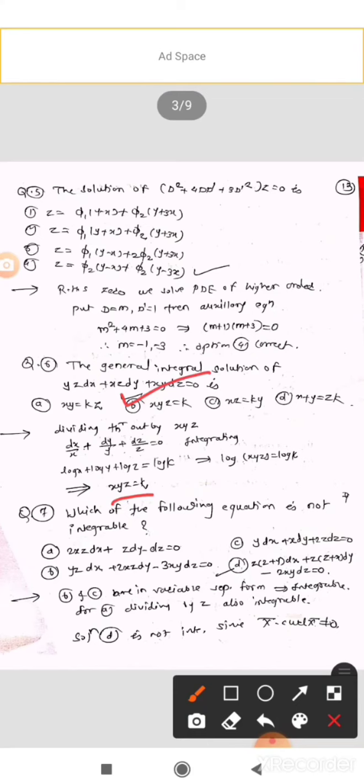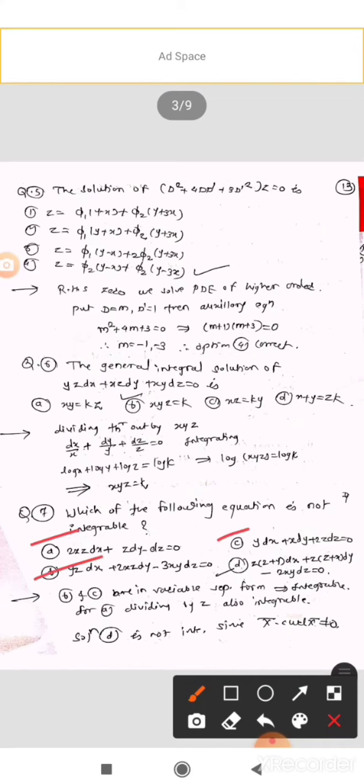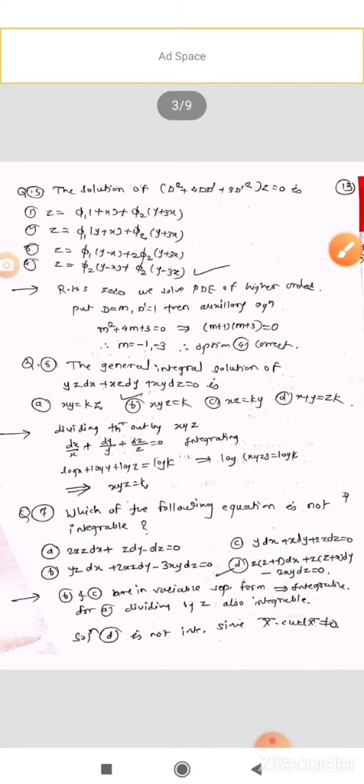Now question number 7: which of the following equations is not integrable? Now students, we know that the criterion to check the integrability condition is that X bar dot curl of X bar is equal to 0. But it is not easy to check whether X bar dot curl of X bar is equal to 0 for all the options A, B, C, D. So there is some hint. Observe the equations.